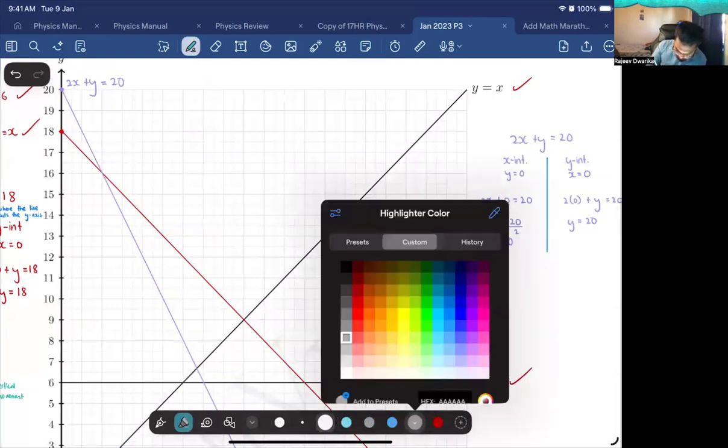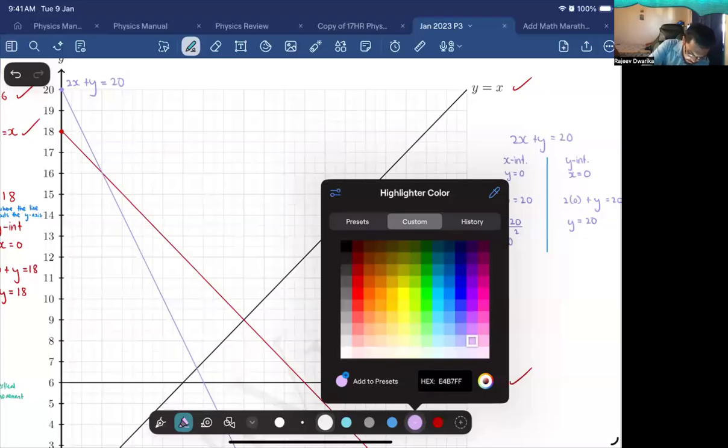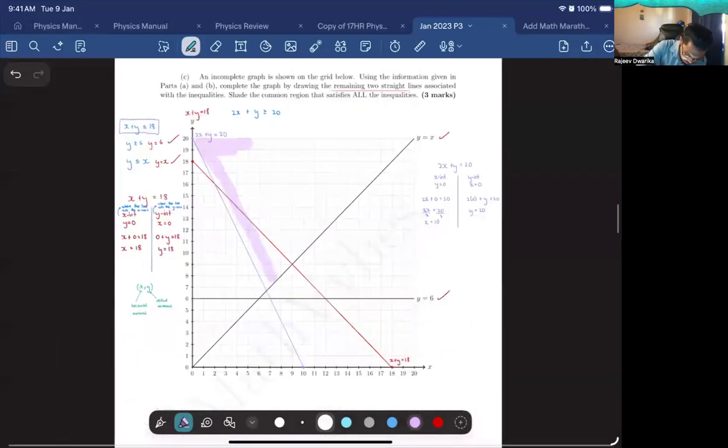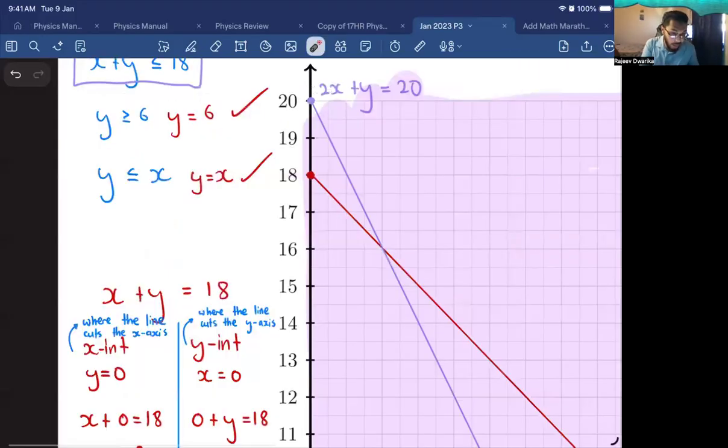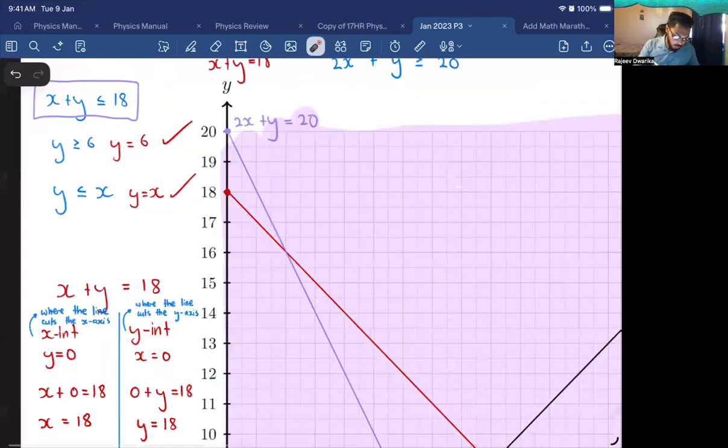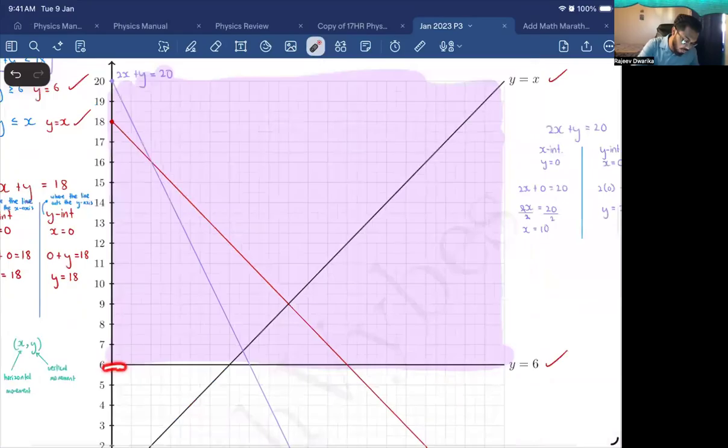Oh, this is so much to shade. Okay, is there anybody confused as to why I'm shading over here? I'm showing you guys how to deal with inequalities. In the question, it said that y has to be more than or equal to 6. So guys, if this is 6, wouldn't I shade everywhere that is more than 6? Akil, I wonder if you understand or if you're confused.